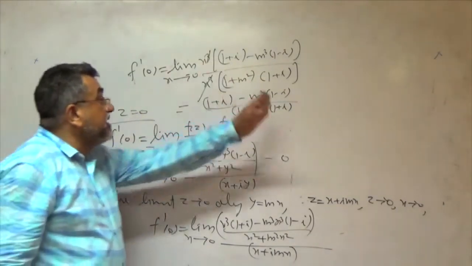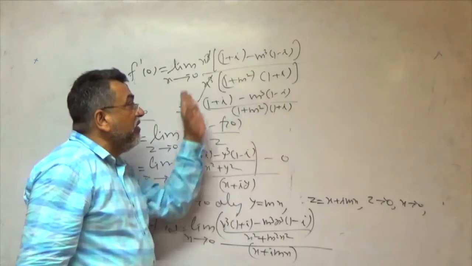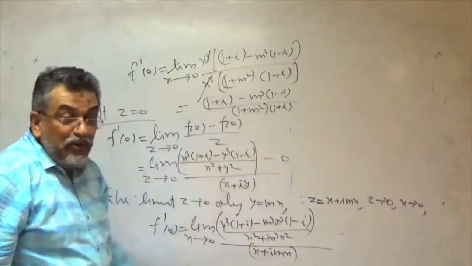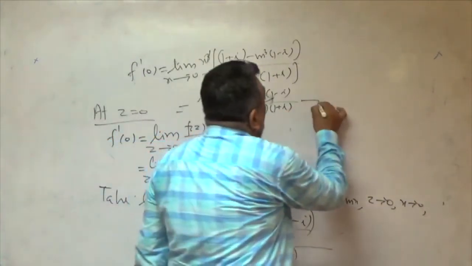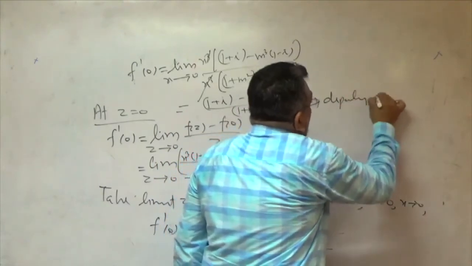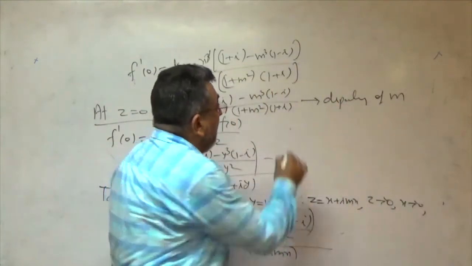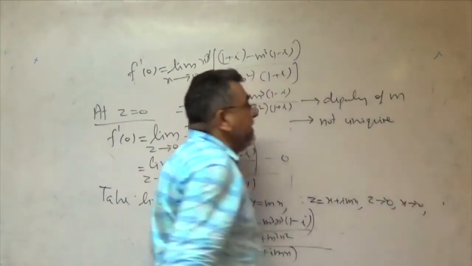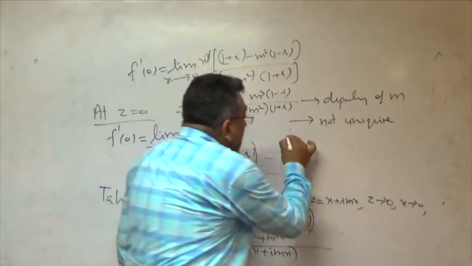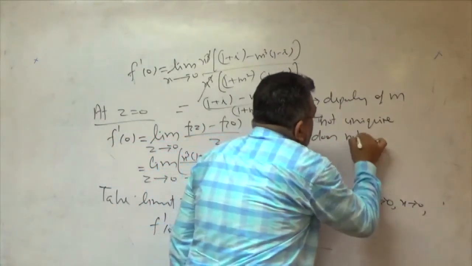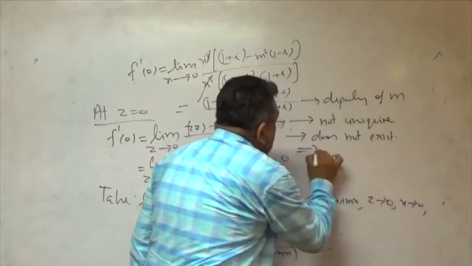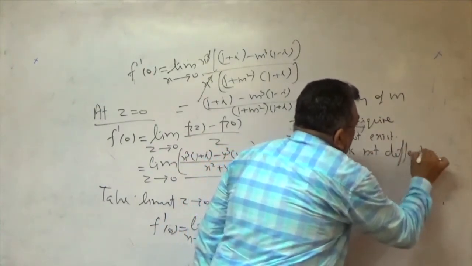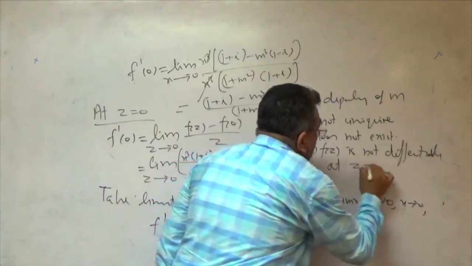Now, what is the statement of the existence of this limit? Whether it exists or does not. So you see what is the value? This value depends on m. Depending on m means it is not unique, because m is an arbitrary number, so it is not unique. That means the limit does not exist. That means f(z) is not differentiable at z equal to 0.